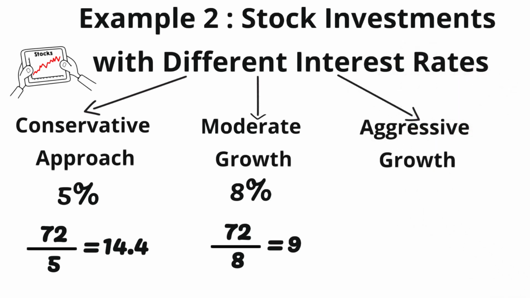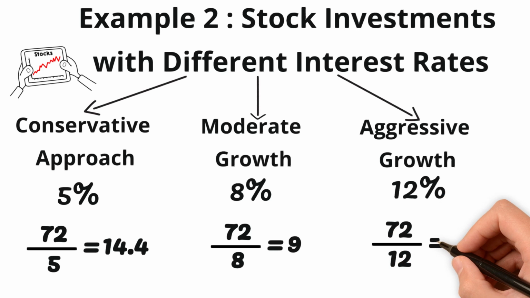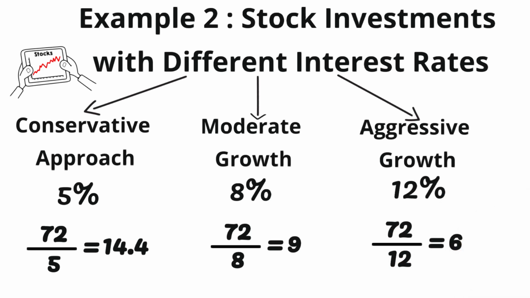Third, aggressive growth. Suppose you're willing to take on more risk for potentially higher rewards, targeting an annual return of 12% on your investments. Apply the rule of 72 by dividing 72 by 12, and you'll find that your money will double in approximately 6 years with a 12% annual return. These examples illustrate how different interest rates can impact the time it takes to double your money.